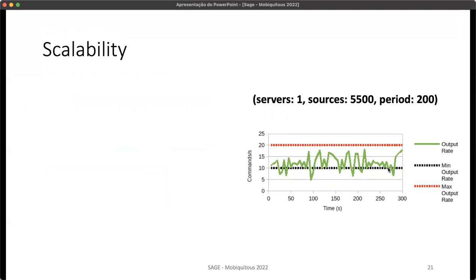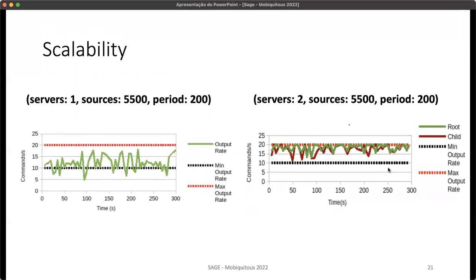When this happens, we can always scale horizontally with two servers. You can see here the case, and with these two servers, the system is able to maintain the data rate between the two desired lines.